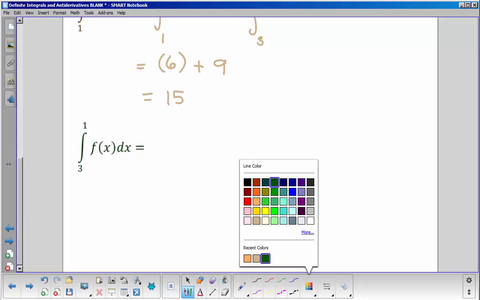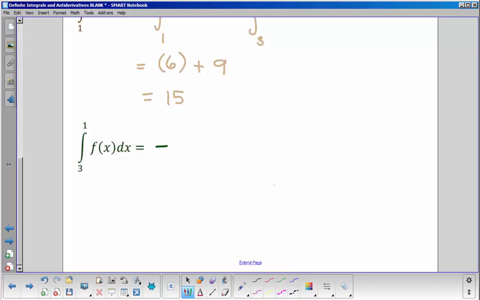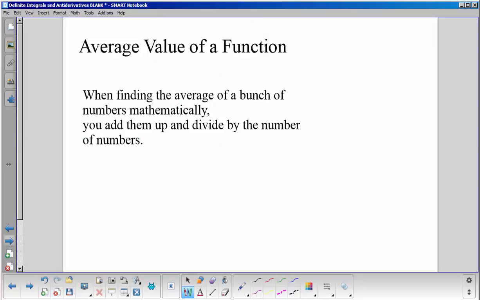Okay, these are flips. So I can say negative of the integral from 1 to 3 of f of x dx, and we know that's 6, right? So this is negative 6. That's pretty easy stuff, isn't it? And the first part of the homework is that. Now this is where it gets a little bit intense.